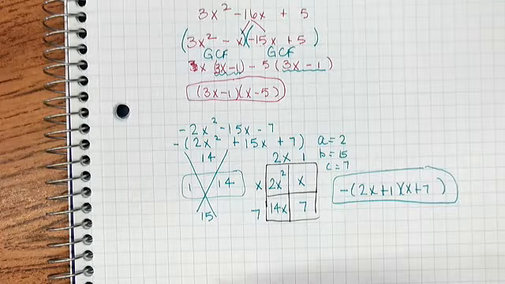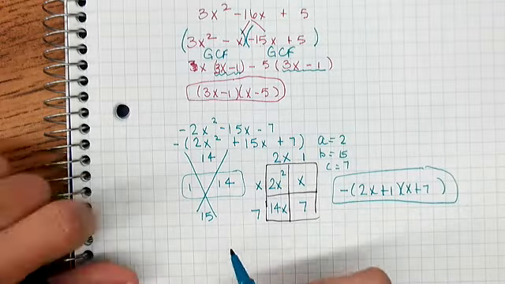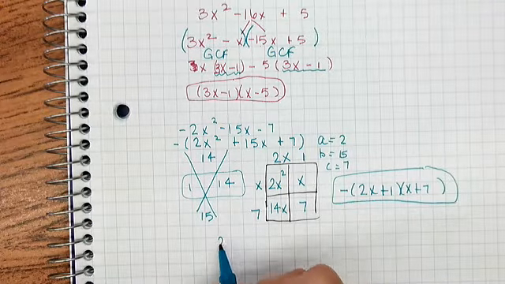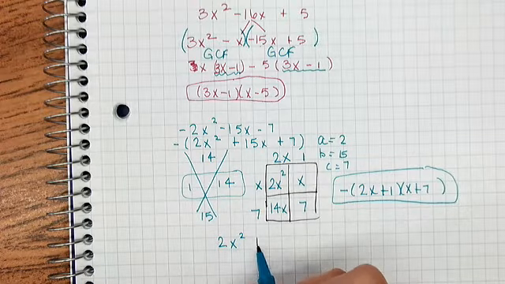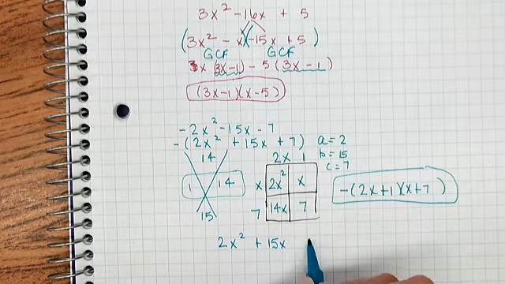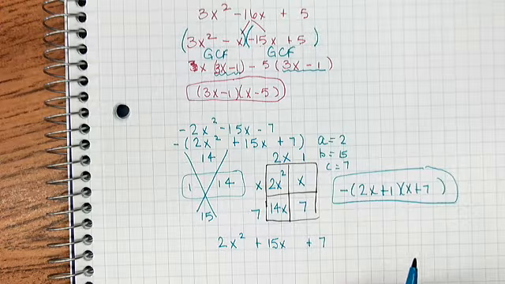The other alternative is to do it by grouping. So that negative in front, 2x squared plus 15x plus 7. Split the 15 to make it 1x and 14x.